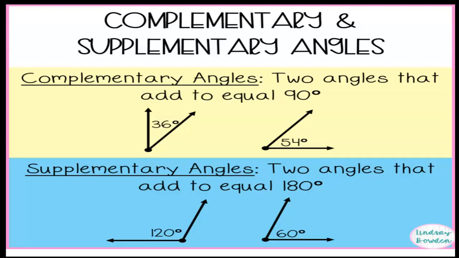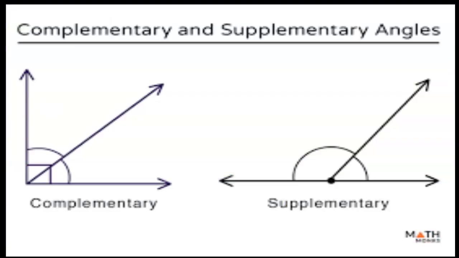Supplementary angles are two angles that add up to 180 degrees. 120 plus 60 is 180. So therefore, these two angles are supplementary. You may notice that complementary angles that are adjacent normally form a right angle, because they add up to 90 degrees. And supplementary angles that are adjacent normally end up forming a straight line, because we know 180 degrees forms a straight line.